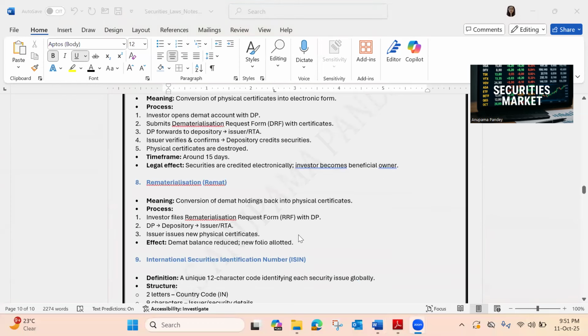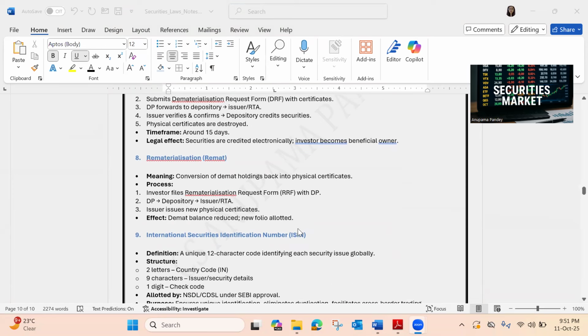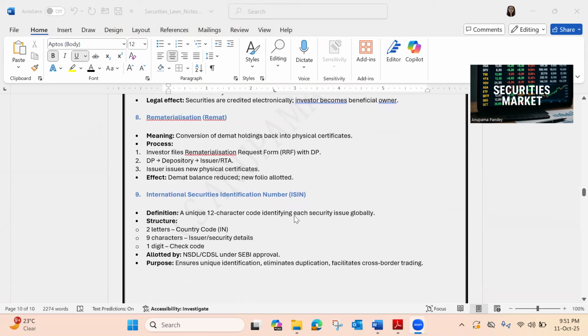Next one is rematerialization. It is a conversion of demat holdings back into physical certificates. Process: investors file a rematerialization request form with the DP. The DP submits the same to the depository, and the depository further to the issuer and RTA. The issuer issues new physical certificates. Effect क्या होता है इसका? Demat balance is reduced. A new folio is allotted to the investor.